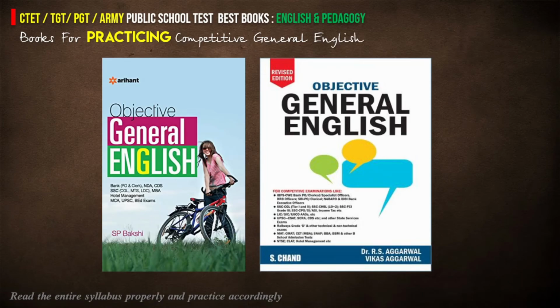Whether you are choosing a private sector or a government sector, English is a common subject in most of the competitive and entrance exams. Objective General English by S.P. Bakshi or Objective General English by Dr. R.S. Agarwal or Bikas Agarwal are the best choices. This book is also ideal for preparing for NDA, Bank, PO, MBA, UPSC and other important competitive exams. Just make sure that you check the syllabus of your exam properly before buying these books.